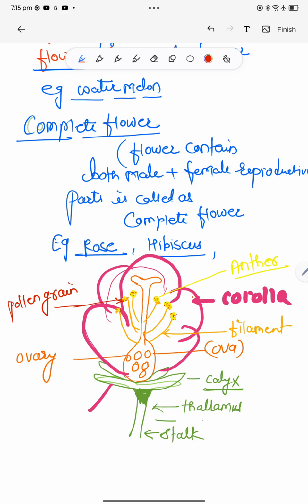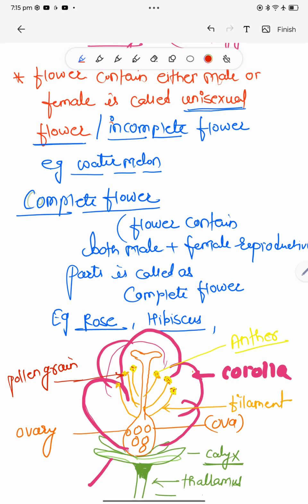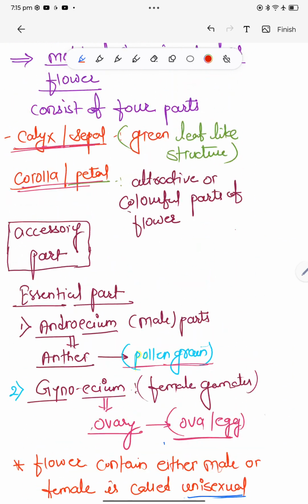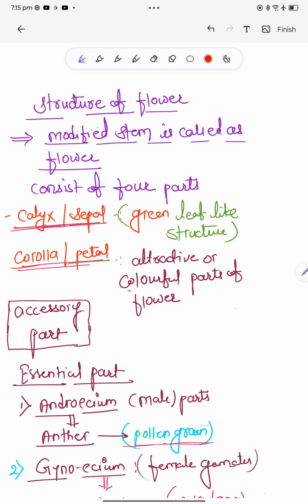Now this is the example of the hibiscus flower. So this is the complete information about the flower, a complete flower that consists of male and female reproductive organs. The flower which contains only a female part or male part is called a unisexual flower or incomplete flower.